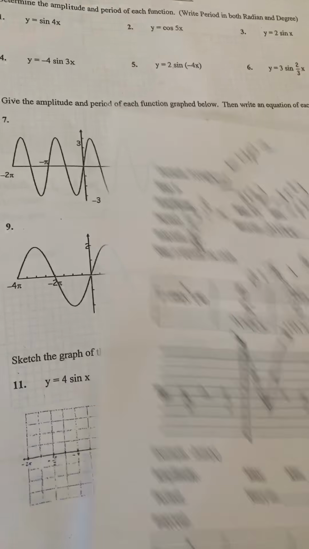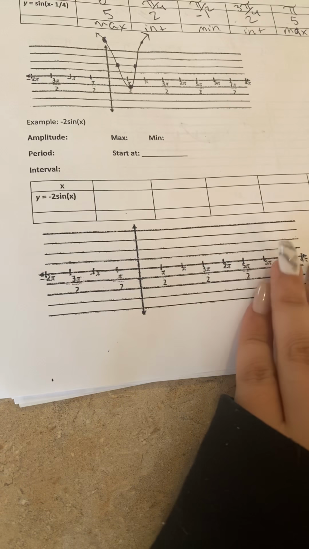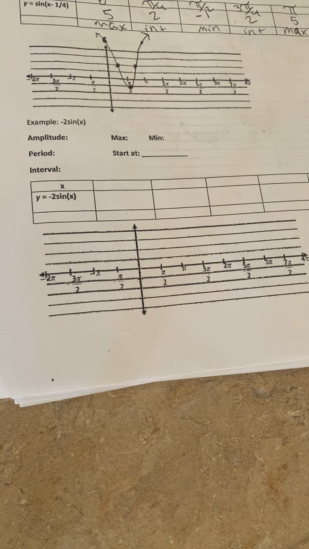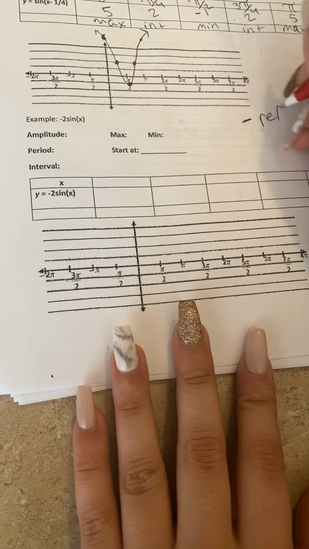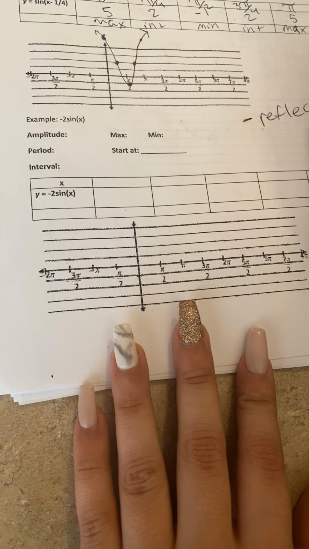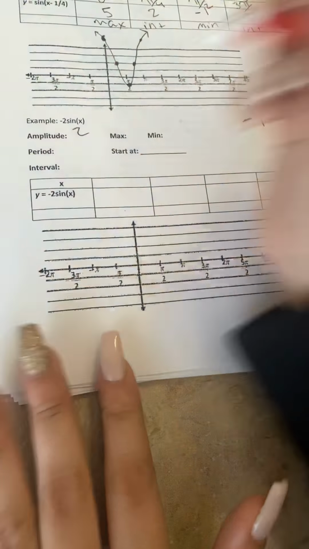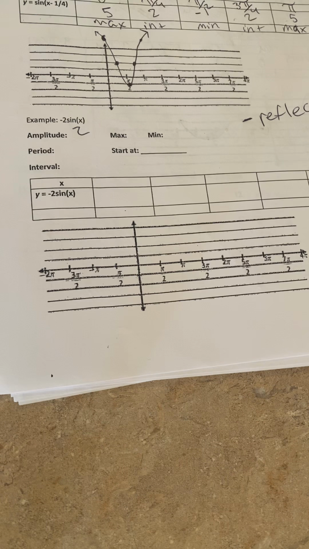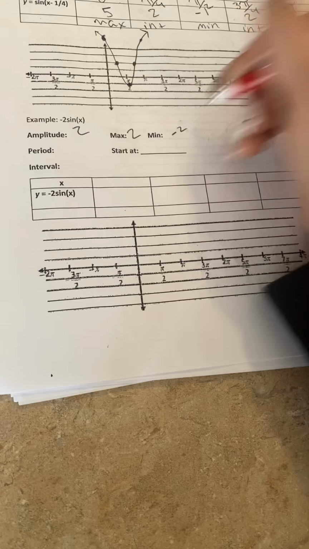Now for my next example, and our last problem, I think this was our last problem. Yeah. For our last problem, we have -2 sine of x. Now, this time we have a negative out front. The negative tells me there's a reflection. Okay, and I'll talk about that here in a minute. Now, our amplitude is 2. Your amplitude will never be a negative. Okay, it's always positive. So that means my max is at +2, my min is at -2.